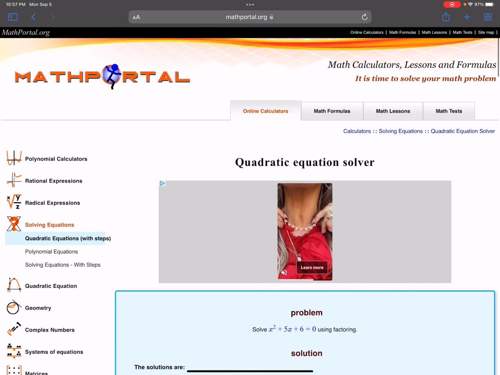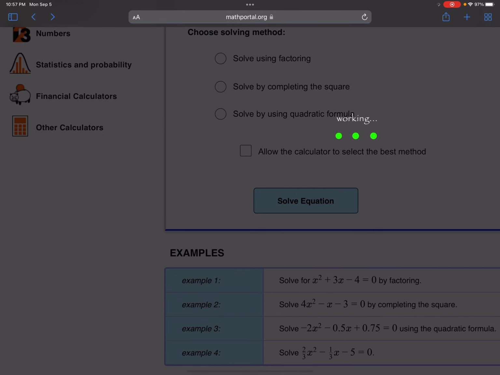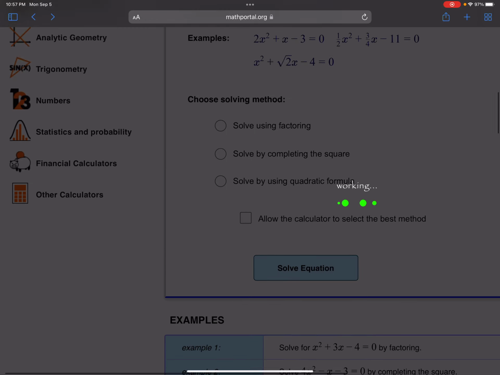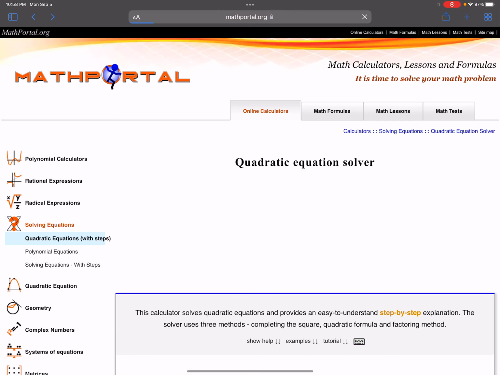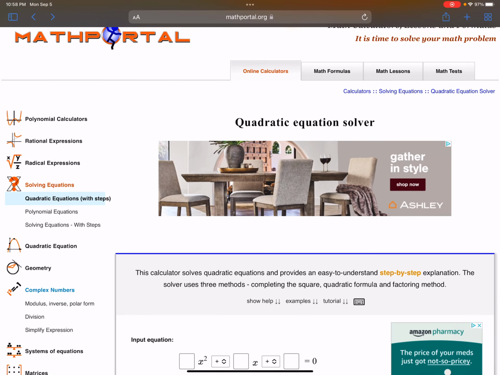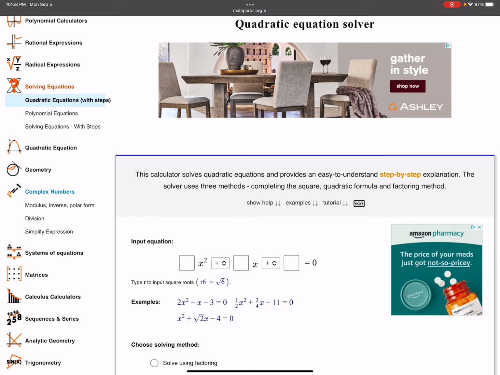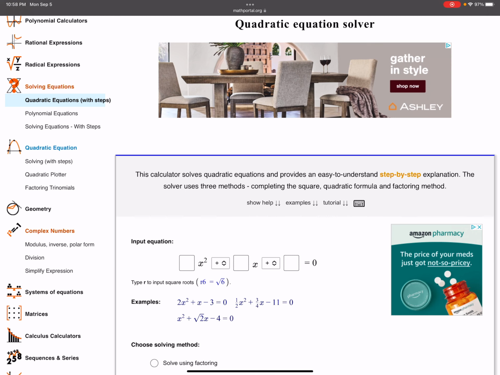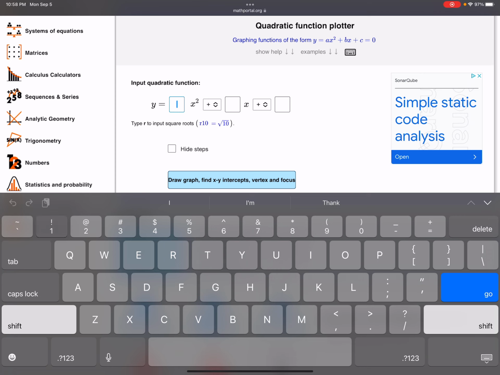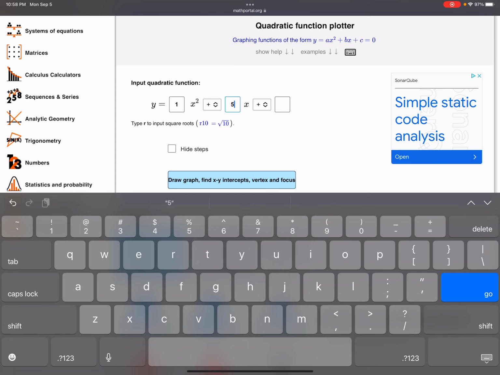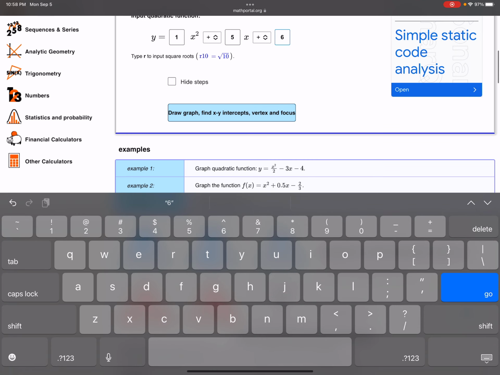So let me go back to the home page. I'll try anyway. I want to graph a quadratic equation. For some reason, it doesn't want to go back. It just wants me to refresh. So that's okay. We can do that. Solving with steps. Let's try the quadratic plotter. So y was 1x squared plus 5x plus 6. And here we go. I want to draw the graph, find the xy intercepts.